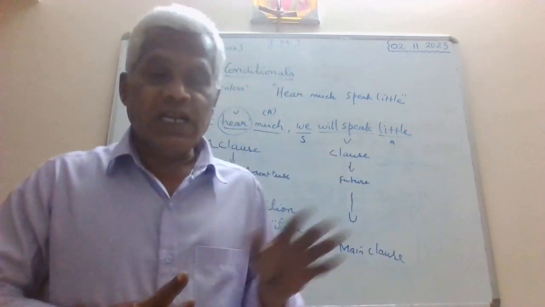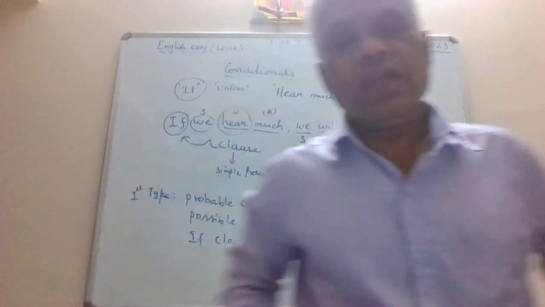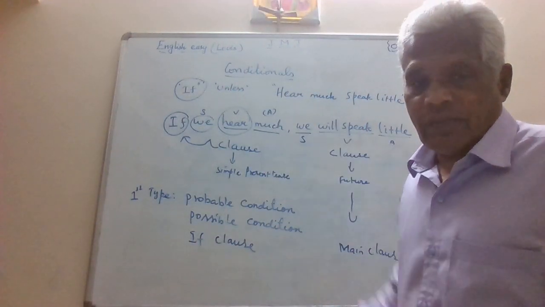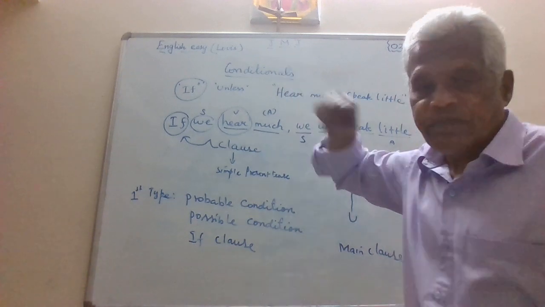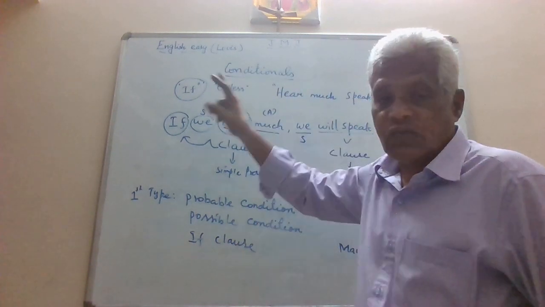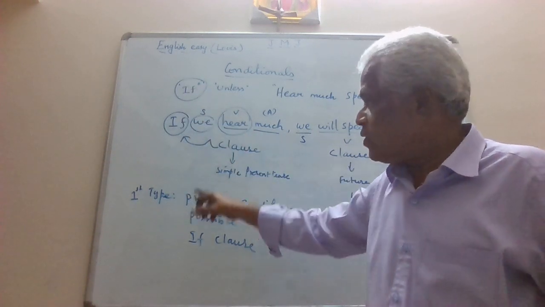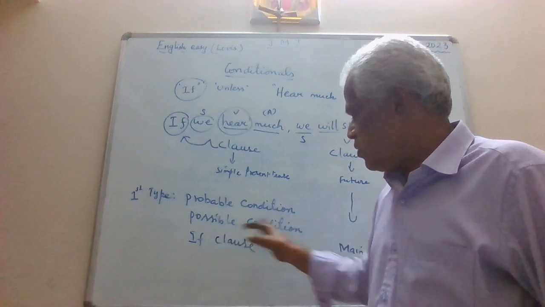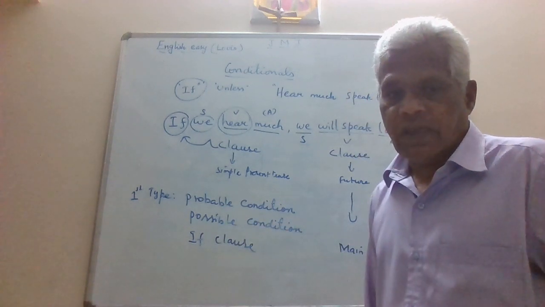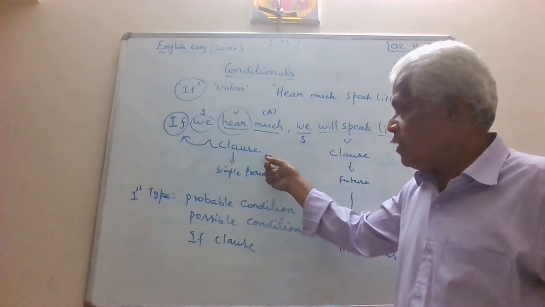Okay, so is that clear? Just go through in your mind what we are trying to talk about here. Conditionals are very simple, if and unless, two words that we must be able to remember now. The first type is known as probable condition or possible condition.